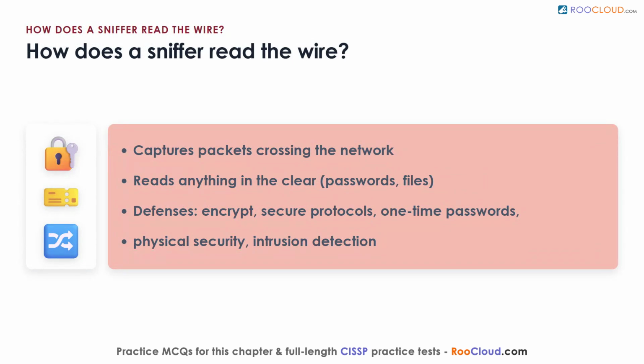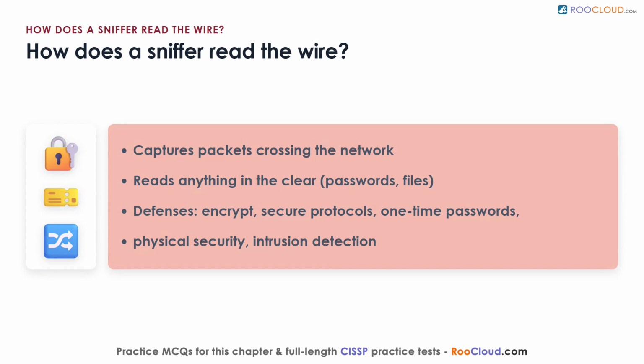How does a sniffer attack read traffic off the wire? A sniffer is software that captures packets crossing a network. Administrators use them for legitimate troubleshooting, but an attacker uses the same tool to grab anything traveling in the clear, including passwords and file contents. If credentials cross the wire unencrypted, a sniffer simply reads them like an open postcard.